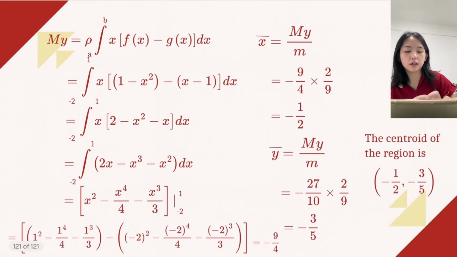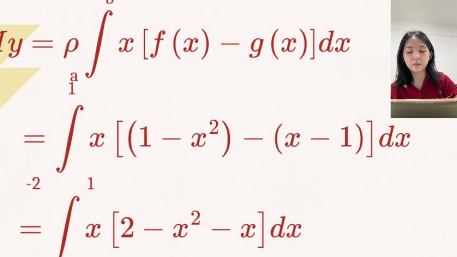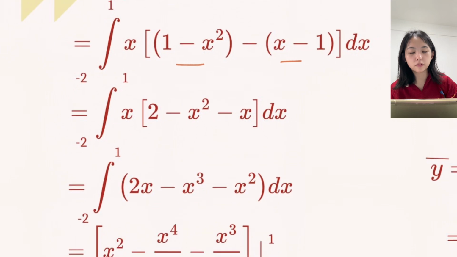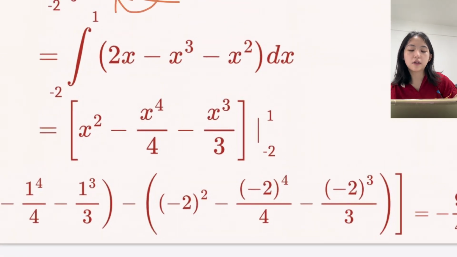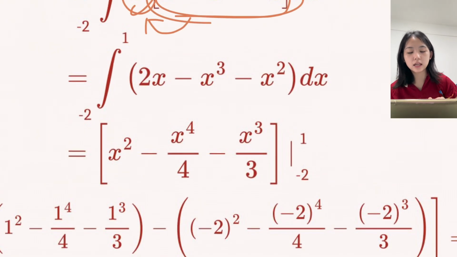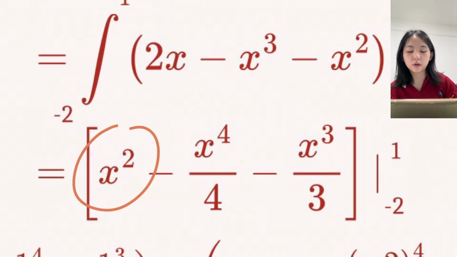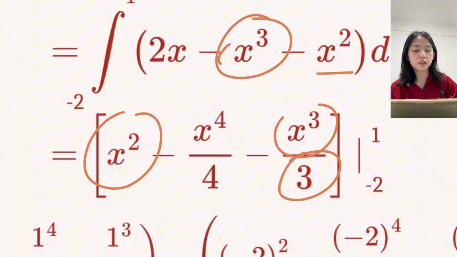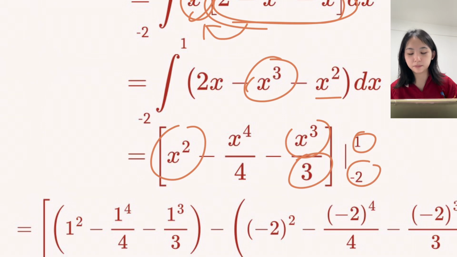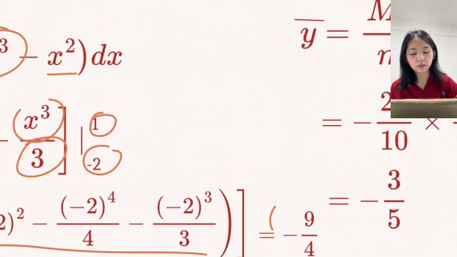After that, we compute the moment of y, which is represented by this formula. We simply input both functions, calculate it, and multiply the inner function by x, and we get 2x minus x to the power of 3 minus x squared, dx. We can integrate it: x squared for the integral of 2x, x to the power of 4 over 4 for the integral of x to the power of 3, and x to the power of 3 over 3 for the integral of x squared. We evaluate from minus 2 to 1. Here I have the calculation, and the final result is minus 9 over 4.